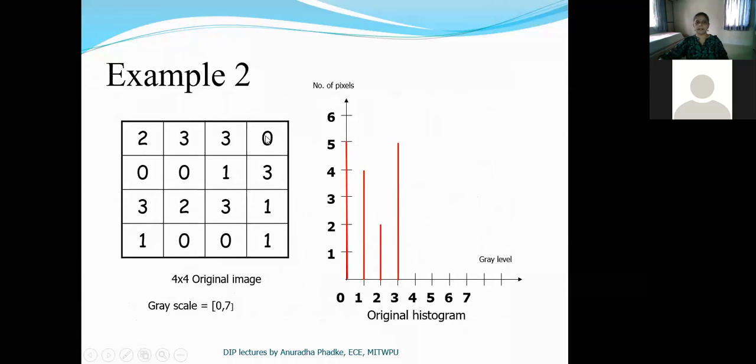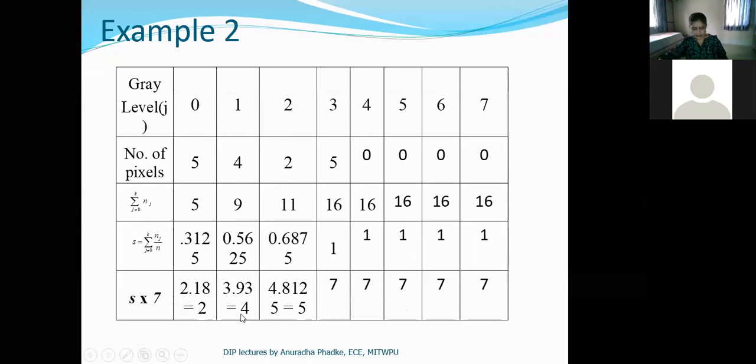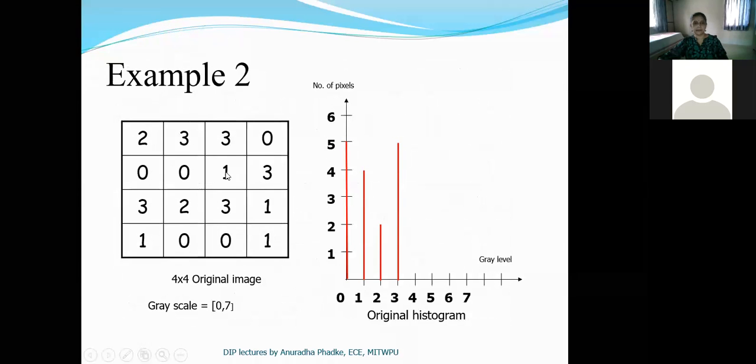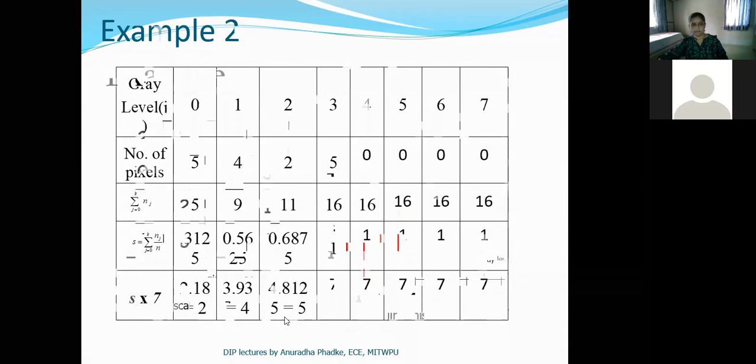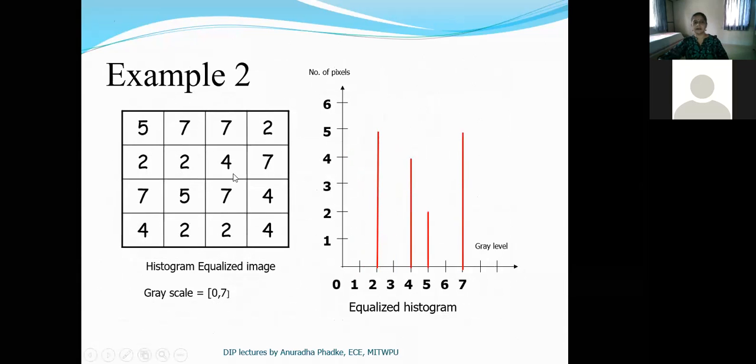So in this image, replace all zeros by value 2, replace all ones by 4, and replace 2 by 5. So replace these two pixels by 5 and replace pixels with value 3 by 7 to get the equalized image. And then you can plot the histogram for the equalized image. So this is your histogram equalized image, and this is the equalized histogram.